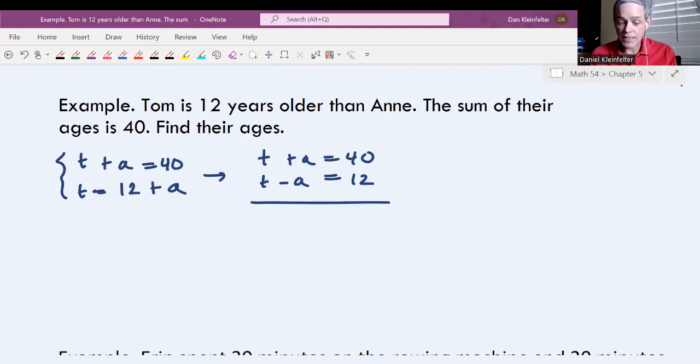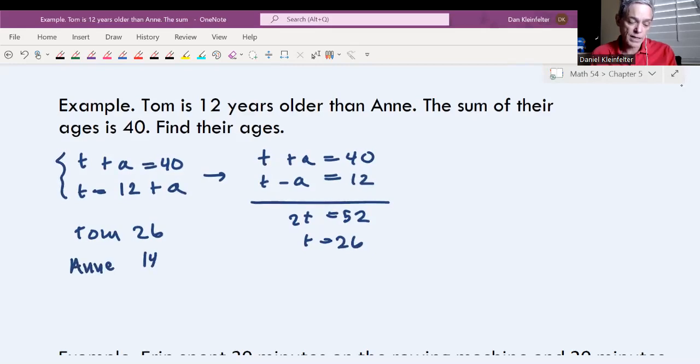Okay, and so then when you add these two together, you have 2T is equal to 52. So that T is 26. Okay, it looks like Tom is 26. And then he's 12 years older than Anne. So she's 12 years younger. So that would make her 14. Okay, so they differ by 12 years. And then also their ages add to 40. So that checks out.